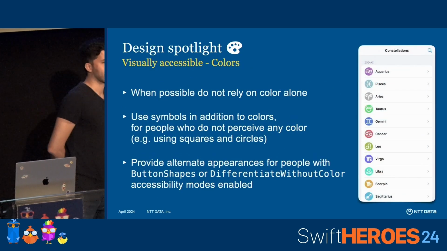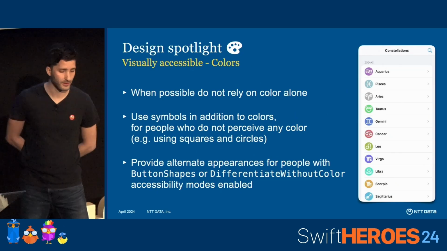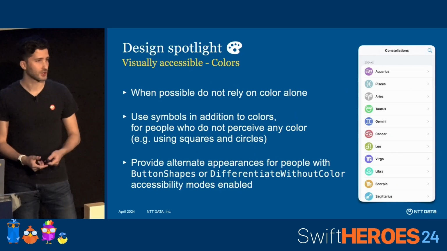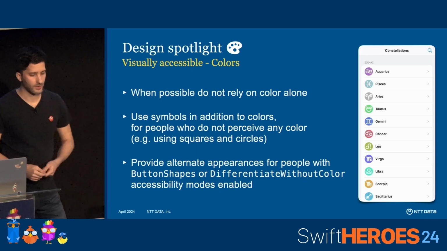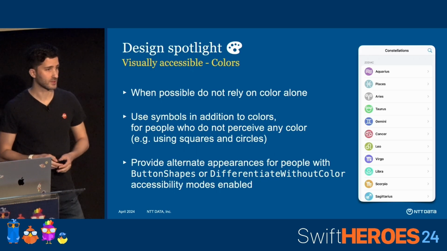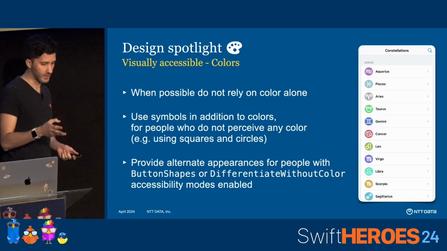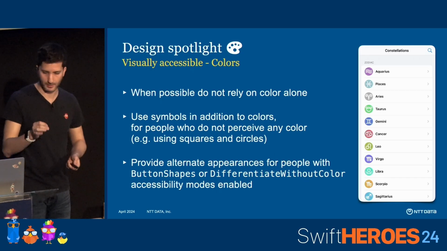When possible, like in the example I gave at the beginning of the talk, we should not rely on color alone, and maybe use symbols in addition to colors to help even people that cannot perceive colors. And people may enable some iOS accessibility features, such as button shapes or differentiate without color. We should provide an alternative appearance for them.